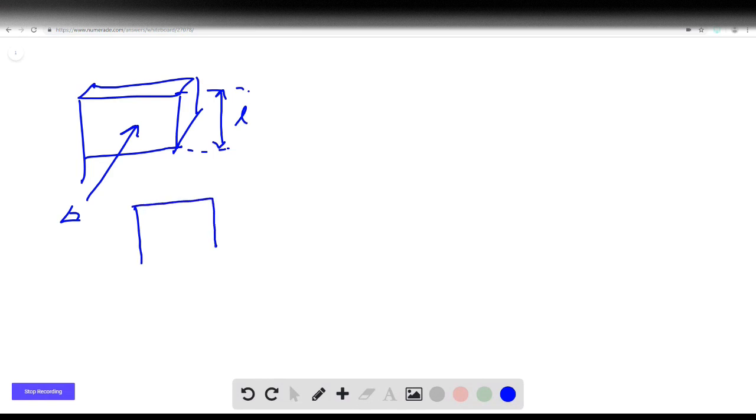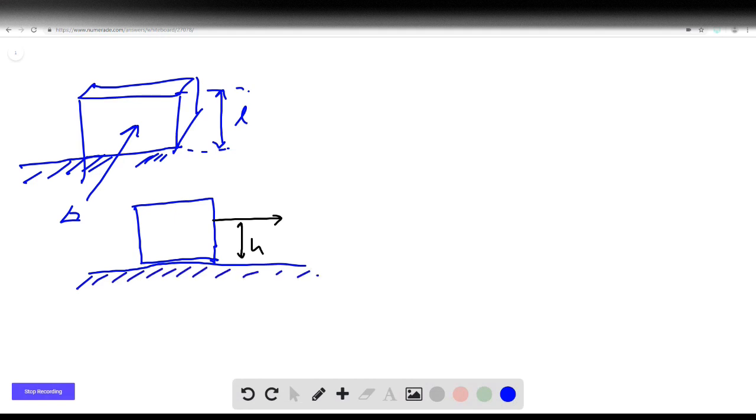Just to see the side of the cube in two dimensions, we know it sits on a table, and the cube itself happens to be pulled by a force that's a distance h from the ground level. So this is L and this is L.